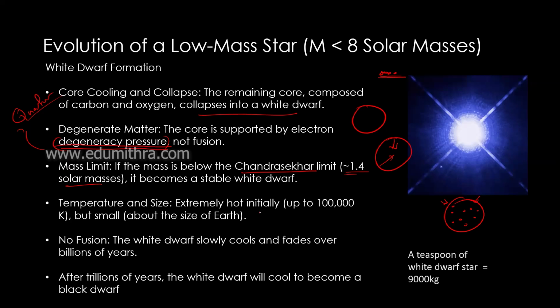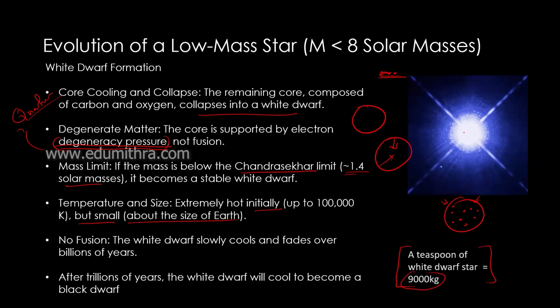The temperature is extremely hot initially, but the star is small. You can see it is so massive and high in temperature, but it is small, about the size of Earth. So almost the mass of the sun is concentrated into the size of Earth. Its density is so high that even a teaspoonful of white dwarf material will weigh almost 9,000 kilograms.